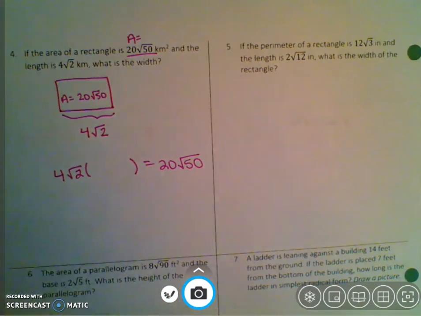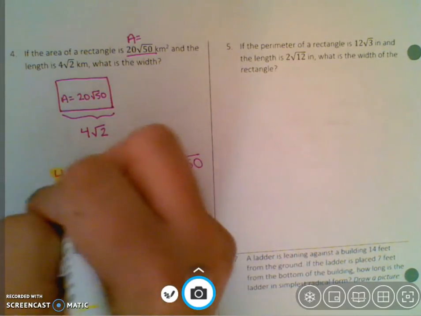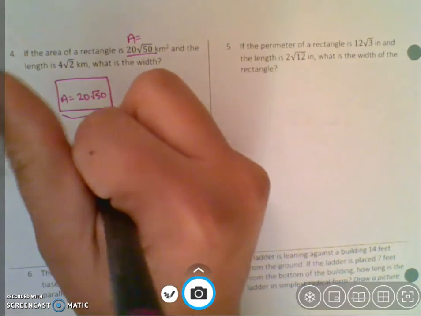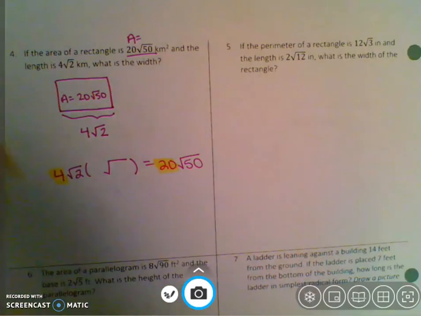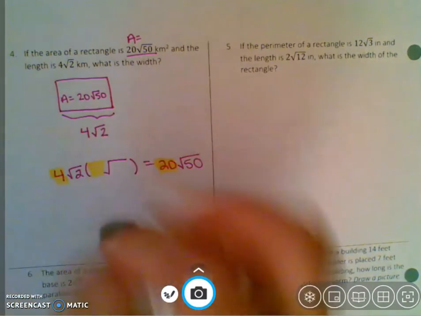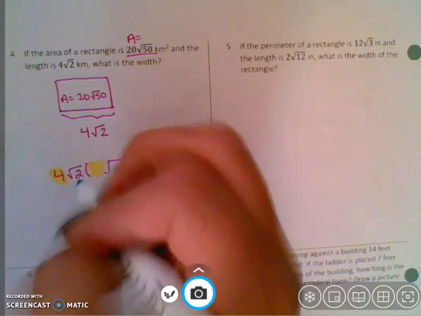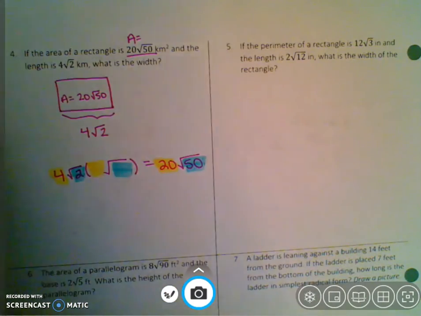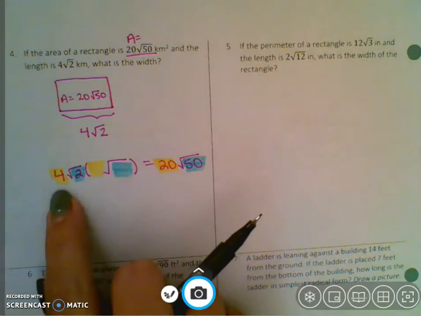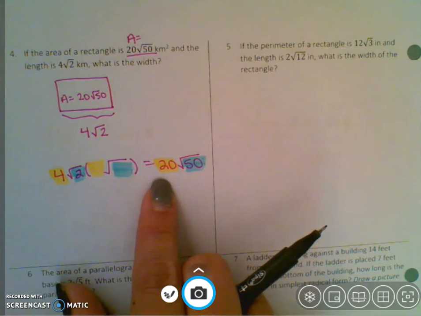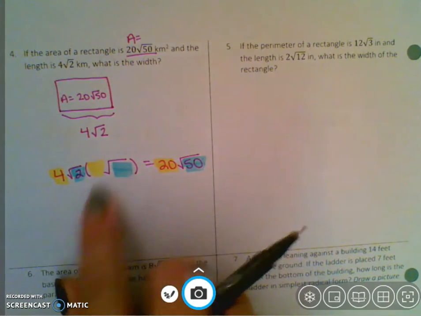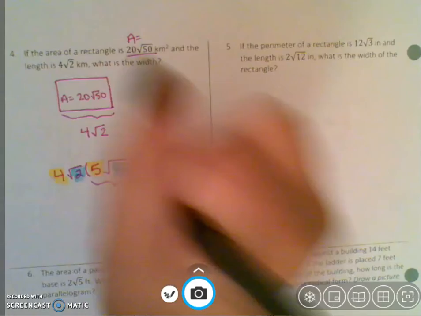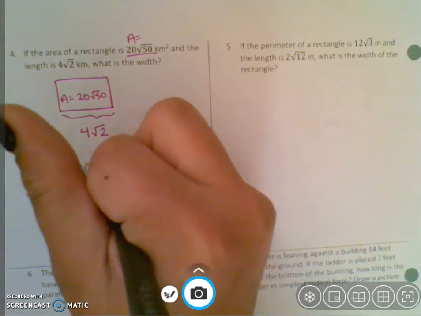Well, again, let's go ahead and make this fill in the blank. I have to have something on the outside to give me a 20, and then inside times inside to give me a 50. So 4 times what will give you 20? 4 times 5. Remember, this is the one we're looking for. That's going to be the width.